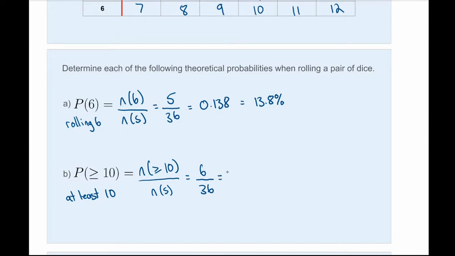I can reduce this fraction to 1 over 6. I can turn that into a decimal of 0.167, because it's 0.16 repeating. And then this turns into a percent, 16.7%. So the probability of rolling a number that is at least 10 or greater is 16.7%.